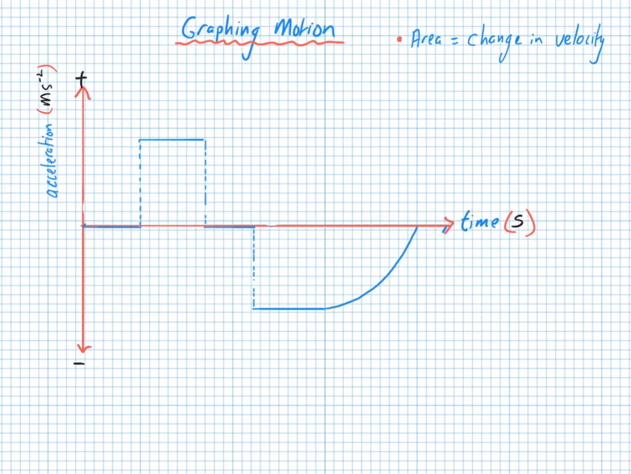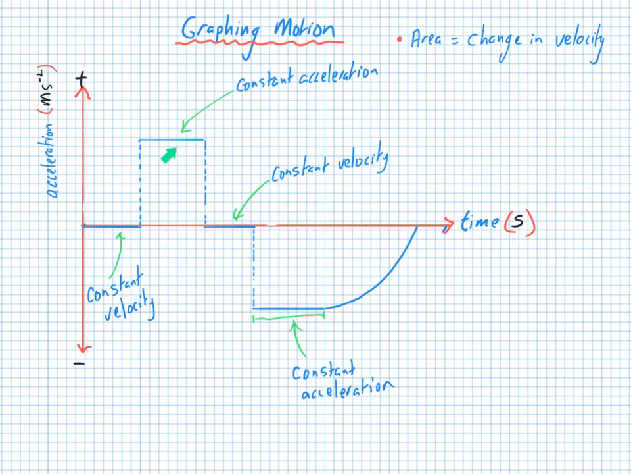First of all, we can see two sections where we have constant velocity. We're only going to have constant velocity when the acceleration is 0. Next, we have two regions where we have constant acceleration. Here the acceleration is in the positive direction, and down here the acceleration is in the negative direction. Again, the area of the graph represents a change in velocity. So this part of the graph represents a change in velocity in the positive direction. And here we see a change in velocity in the negative direction.